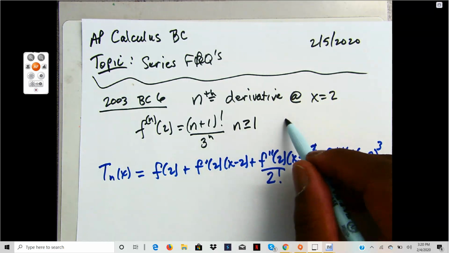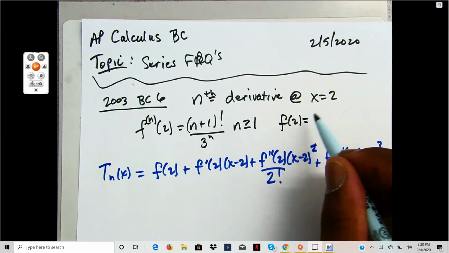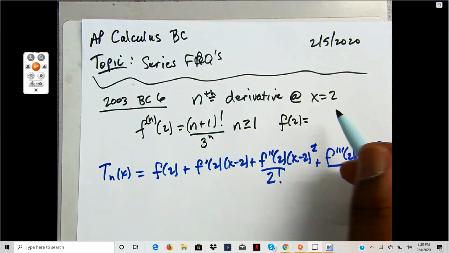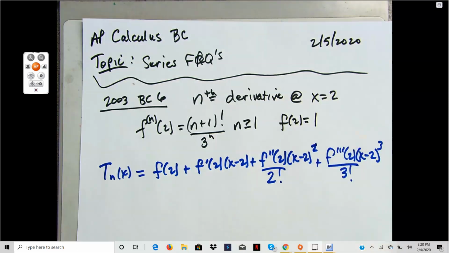So they give us the fact that f of 2, which is the 0th derivative, is equal to 1. So all we need to do is find the first derivative, second derivative, third derivative, and substitute it in this formula. And then from that, see if we can figure out a general term.